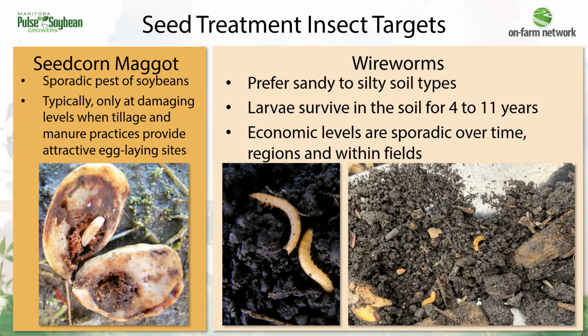For wireworms, risk is going to be greatest in fields with a history of infestations. They can also occur more often following breaking up of grasslands, and they're most attracted to and survive the best in sandy to silty soil types.